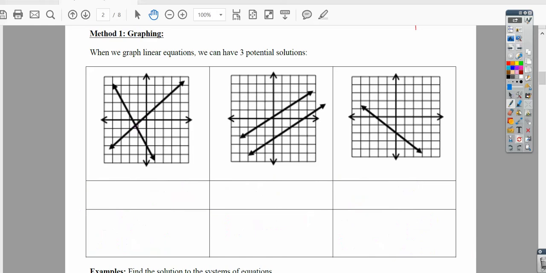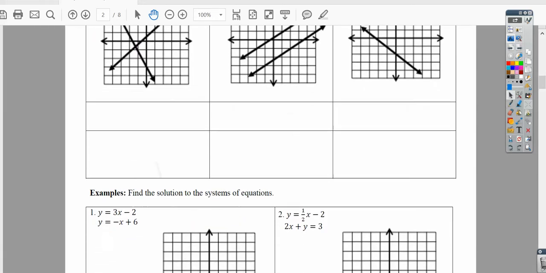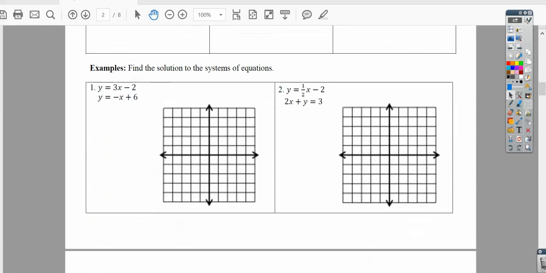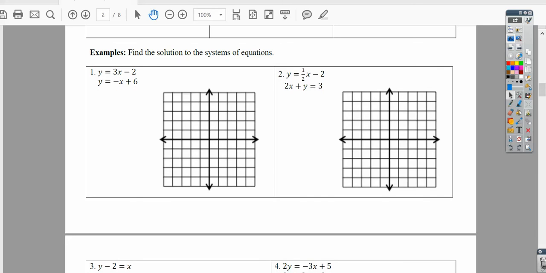So if I go ahead and erase and scroll down, it says find the solution to the systems of equations. So I know I'm looking for where my lines intersect because I have two lines. So I'm going to highlight one line in one color and graph it. In order to graph a line, what two pieces of information do you need to know? Well, I need to know what m equals and what b equals.